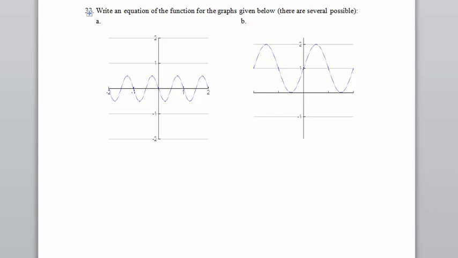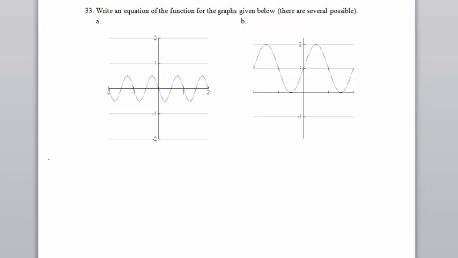Okay, so we're given two curves here, and we're asked to find the function. Now, there are several options or several answers for this. We know that because of the phase shift, we could just shift the sine curve over and end up on top of the same curve, and we know the relationship between the cosine and the sine. There are a bunch of ways to get an answer for these problems, but we're going to do the simplest way. So first things first, I need to know what my answer looks like, right?